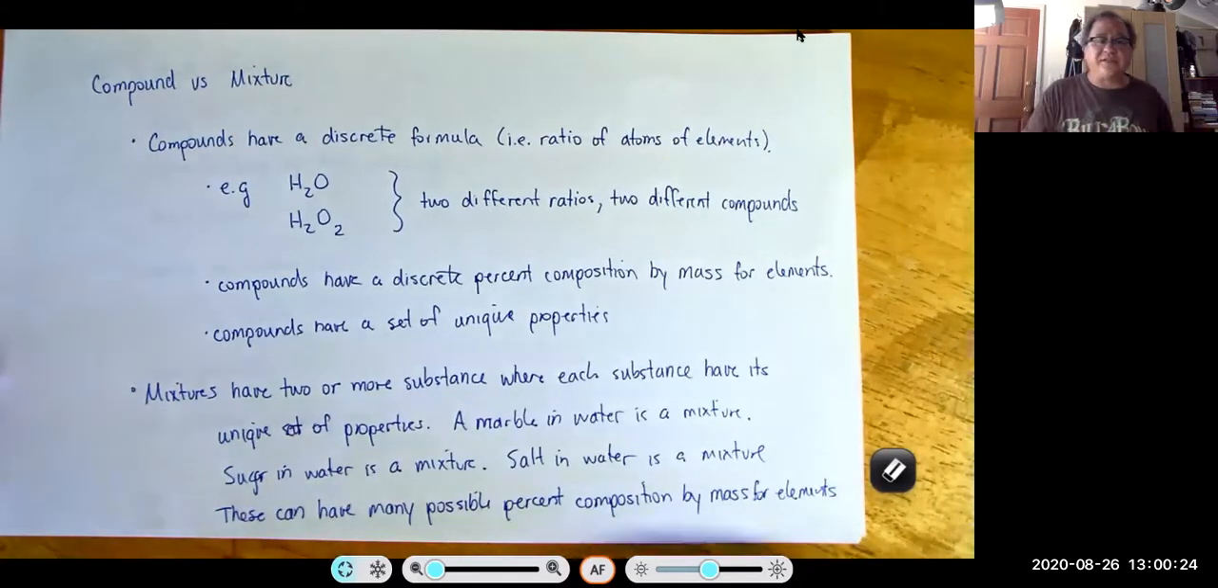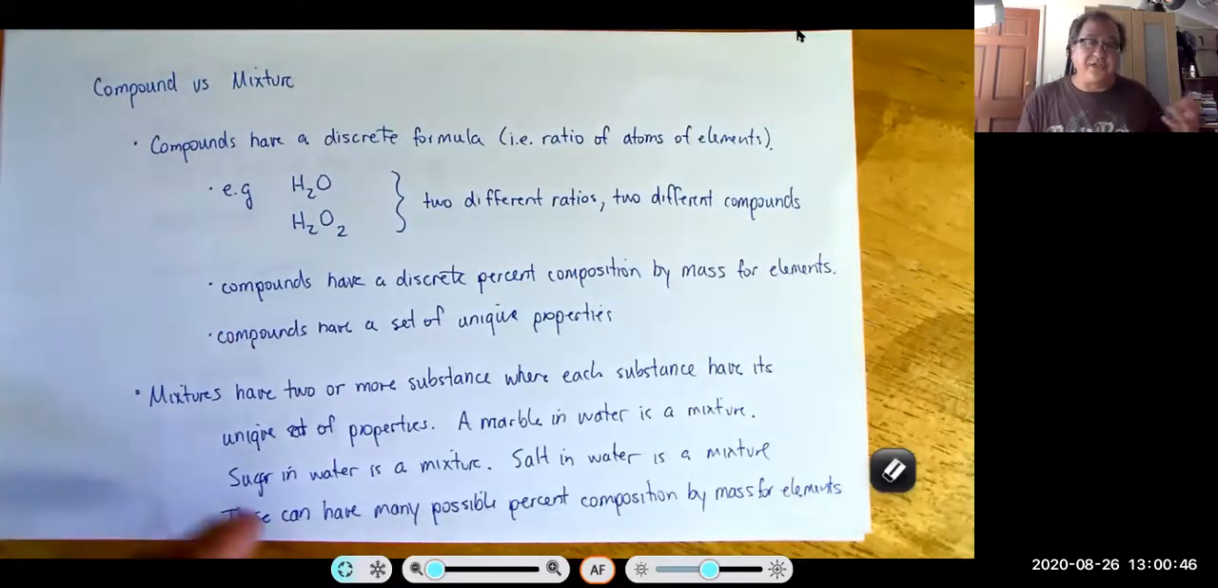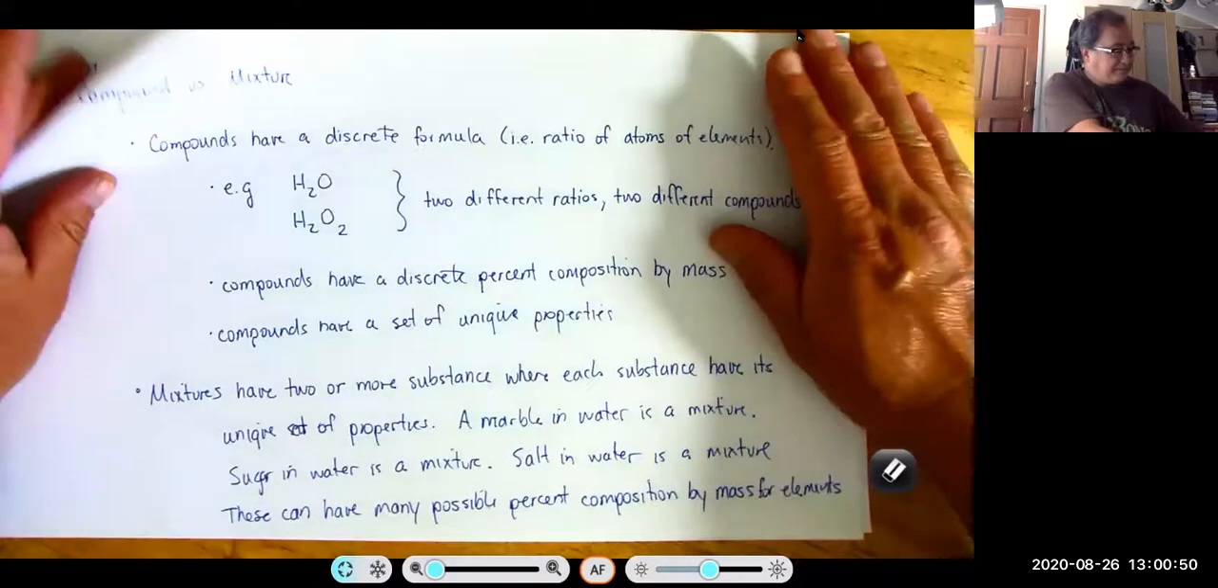So the deal here is that when you have a mixture, there is no discrete percent composition. It changes. It depends on what you put together. So that's the difference between a compound and a mixture. Compound, law of definite proportions, constant composition, constant mass by percent. Mixtures, they don't have a constant mass by percent. So that's how you tell the difference between a compound and a mixture.